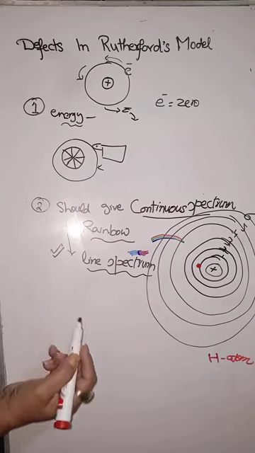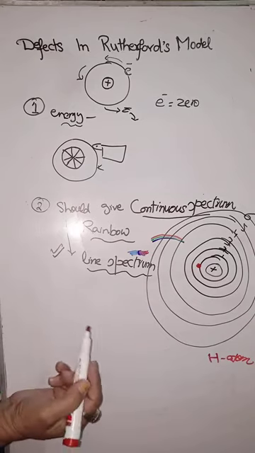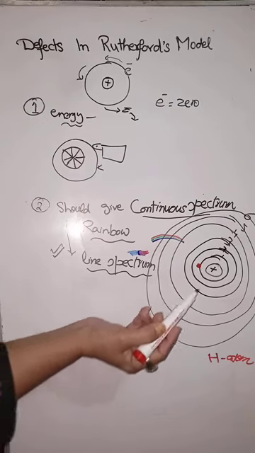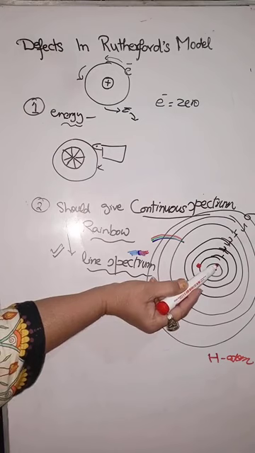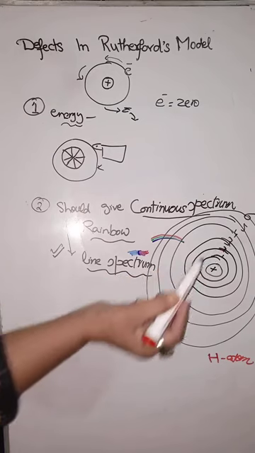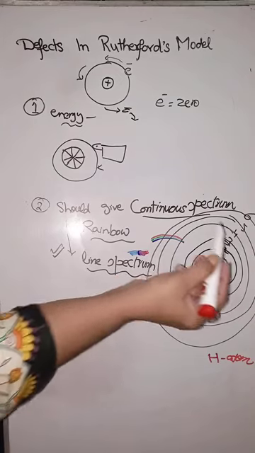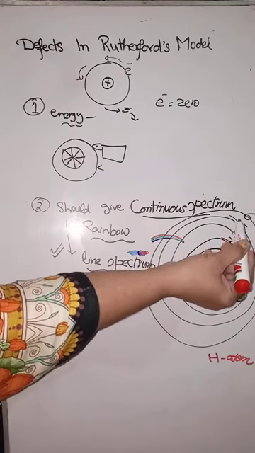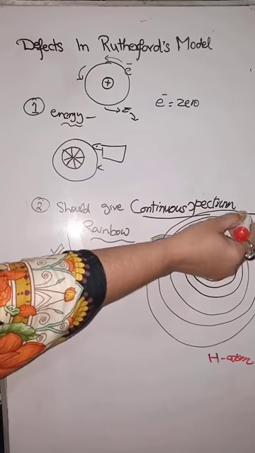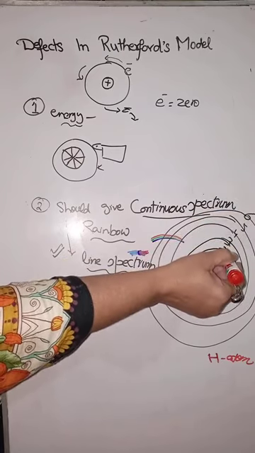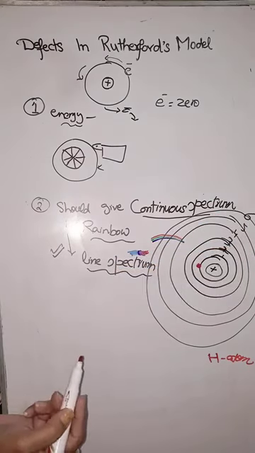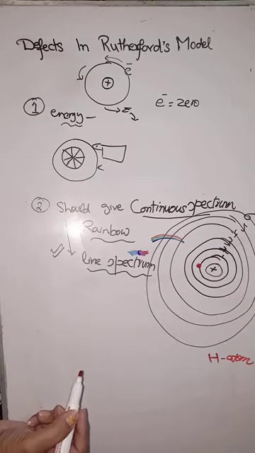Now, how do we get a line spectrum? According to Bohr, what happens? He said when an electron jumps from one orbit to another orbit, it absorbs energy. But when it jumps from an orbit of higher energy level to an orbit of lower energy level, from an upper orbit to a lower orbit, it emits energy in the form of lines.